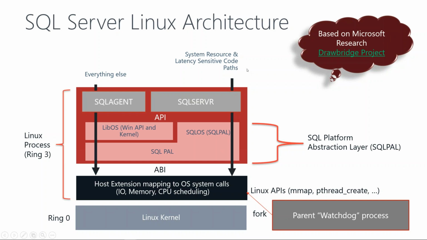So when a query gets executed, when an app connects into SQL, it executes in this gray box here. If any API calls need to go to the Linux kernel for, say, I/O, it'll run through this host extension layer into the Linux kernel.